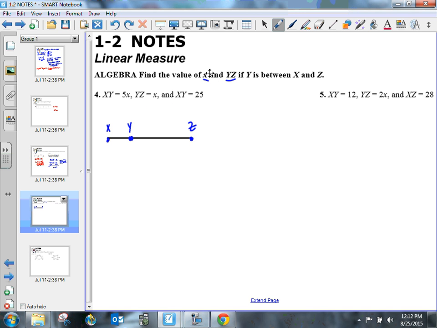And it wants us to find the value of X and find the value of YZ. So I'm going to find this length here. Now, my drawing is probably not going to be to scale, but it helps us visualize what we're doing and helps us set up the equation that we need to use to solve.